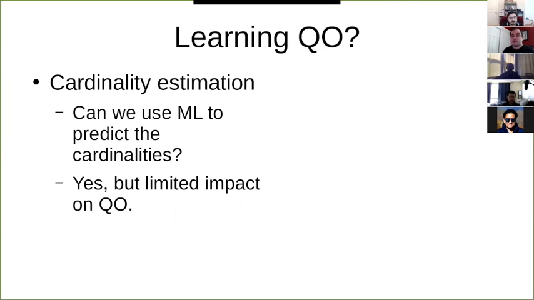So a natural question that arises from this is, can we somehow use machine learning in order to predict these cardinality estimates? Instead of using histograms or most frequent value lists or all these sort of handwritten heuristics that cost $5 million a year to do these estimates, can we use machine learning models to simply take in a query plan and say, hey, how big will this be? Standard supervised learning approach. And the answer is yes, but it has a limited impact on query optimization.